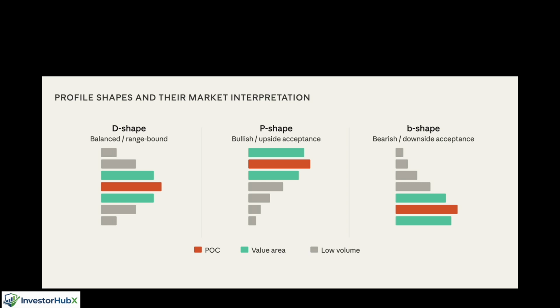Let's take a look at them one by one. A D-shaped profile shows a balanced market where buyers and sellers are in agreement. Price usually moves sideways and may eventually lead to a breakout. A P-shaped profile is a bullish structure where more volume builds at higher prices. This suggests buyers are gaining control and pushing price upward. A B-shaped profile is a bearish structure where more volume builds at lower prices. This suggests sellers are in control and price has accepted lower levels.